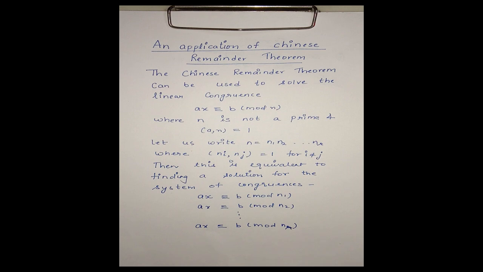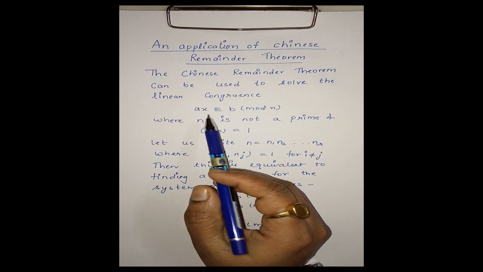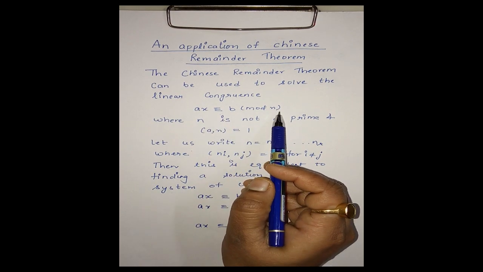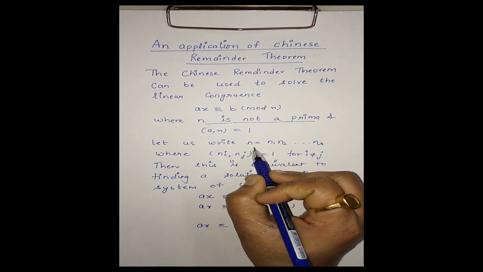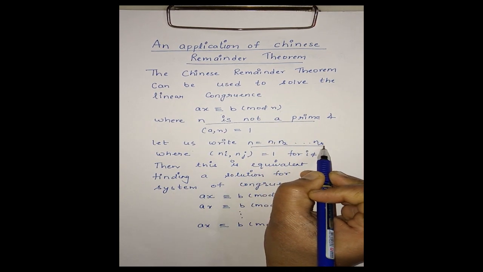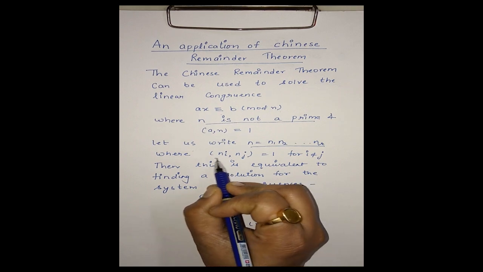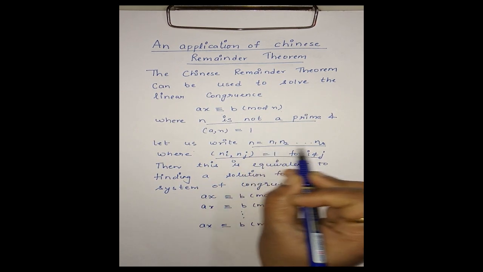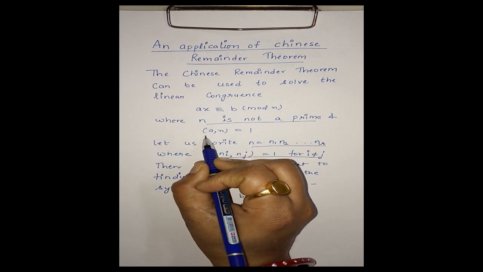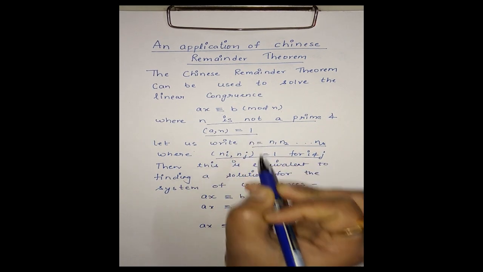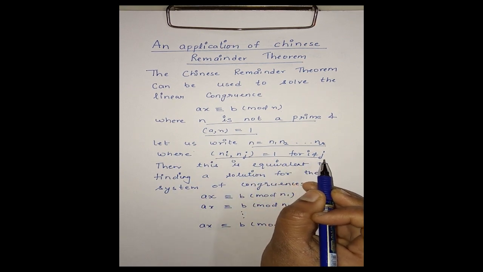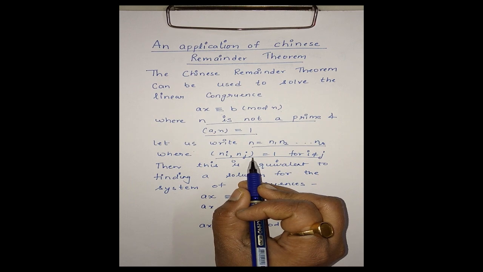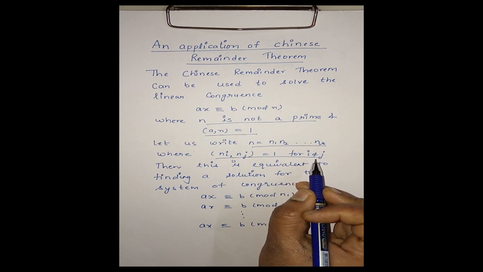Hello friends, in this video I'm going to discuss the method to solve linear congruence of the form Ax is congruent to B modulo n, where n is not a prime, but we can write n as a product of pairwise relatively prime integers. Also we have GCD of a and n is equal to 1 and GCD of ni and nj is equal to 1 for i not equal to j. That means ni and nj are relatively prime for i not equal to j.